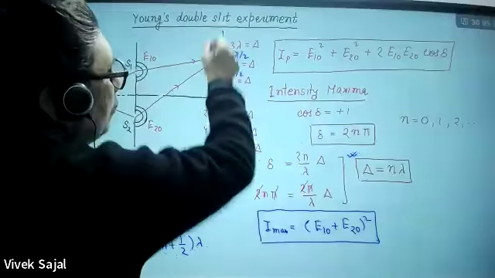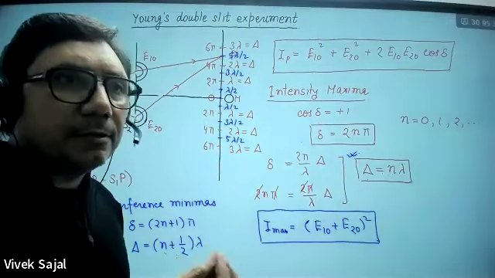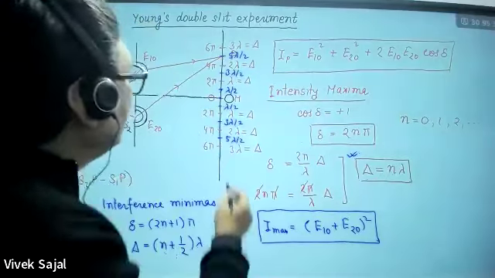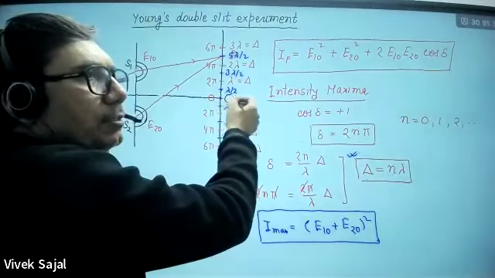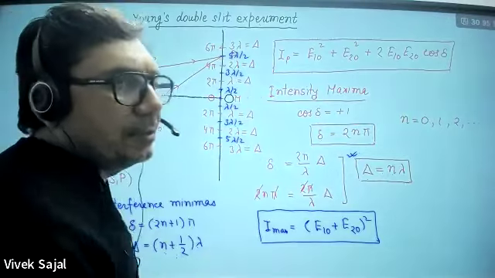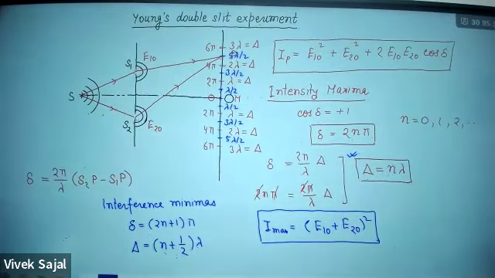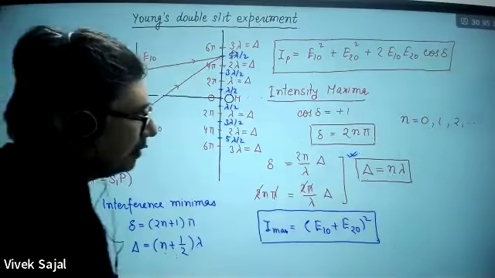As you move on the screen, you are going to observe different maximas and different minimas. Here at the central point, this is called the central maxima, or zeroth order maxima.